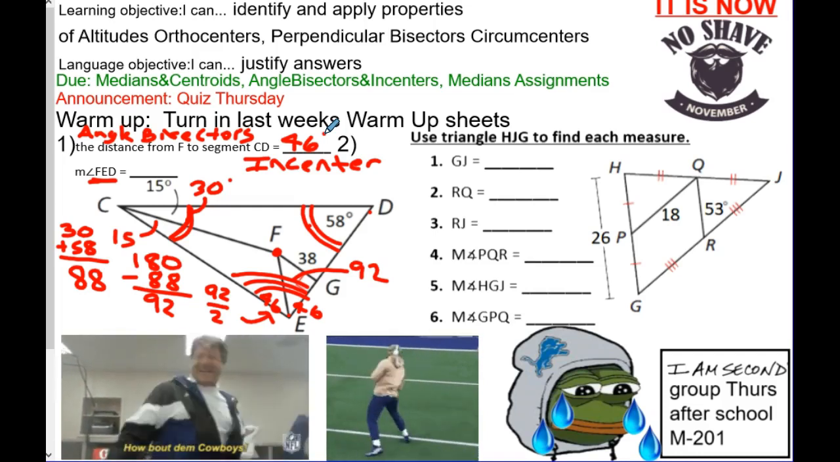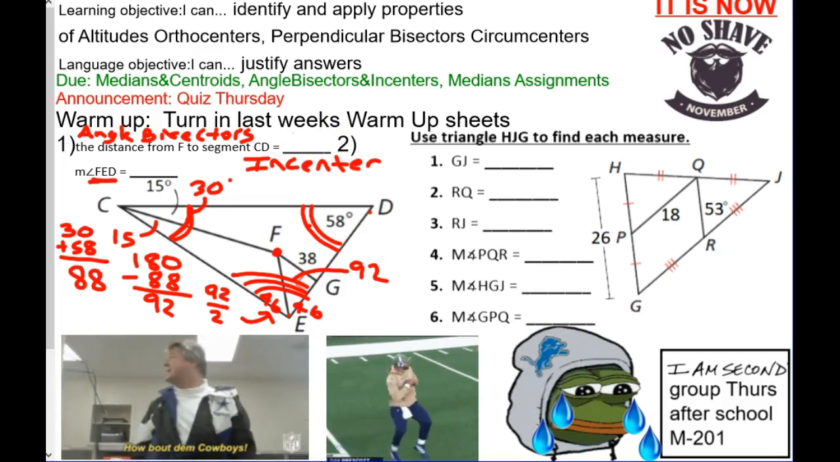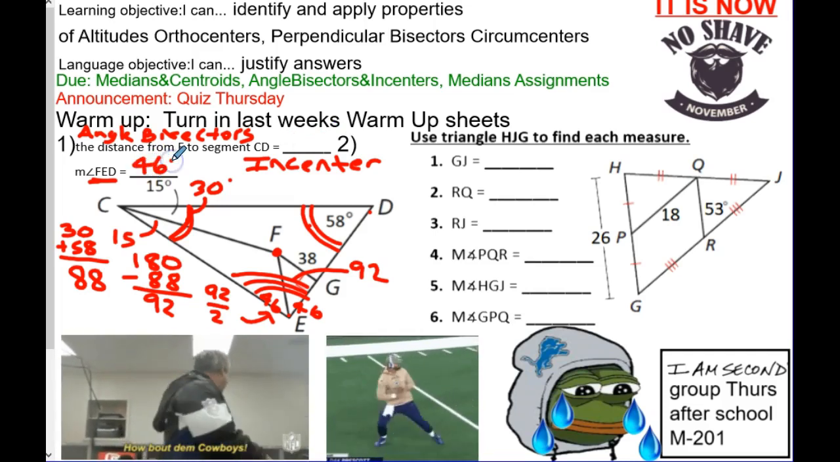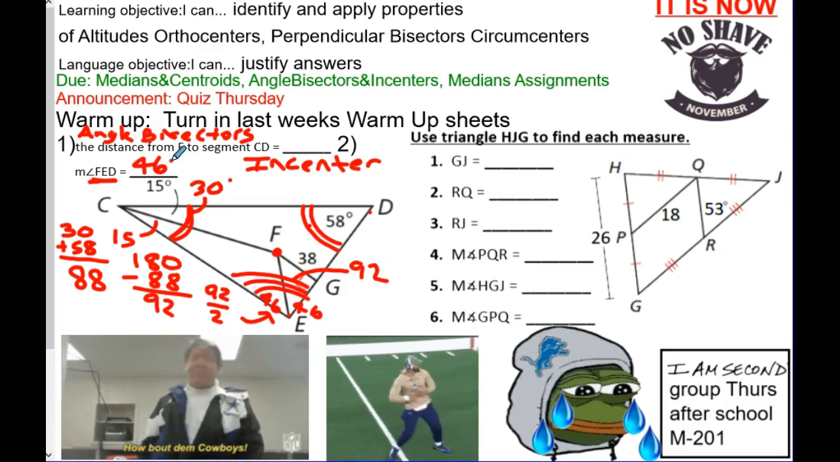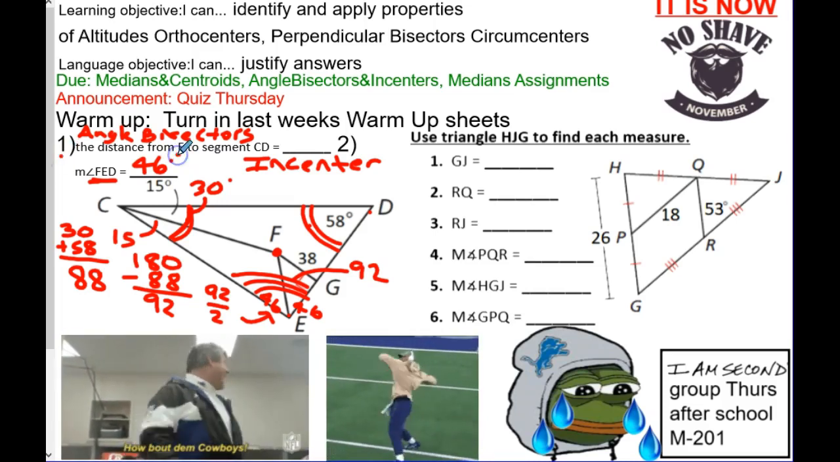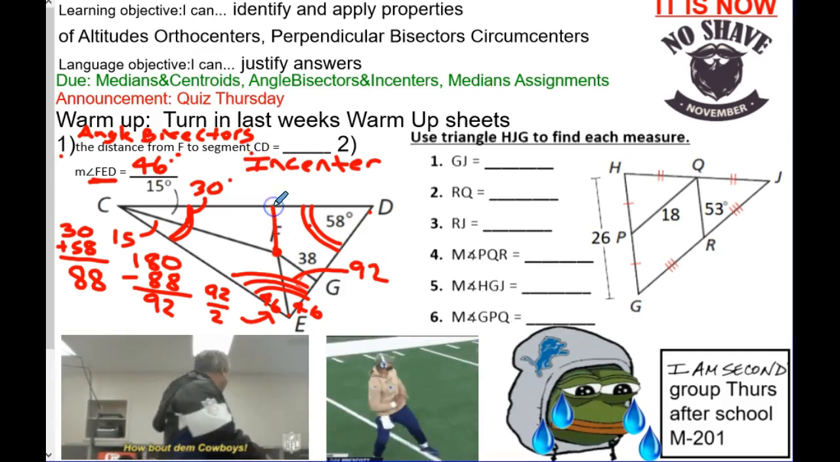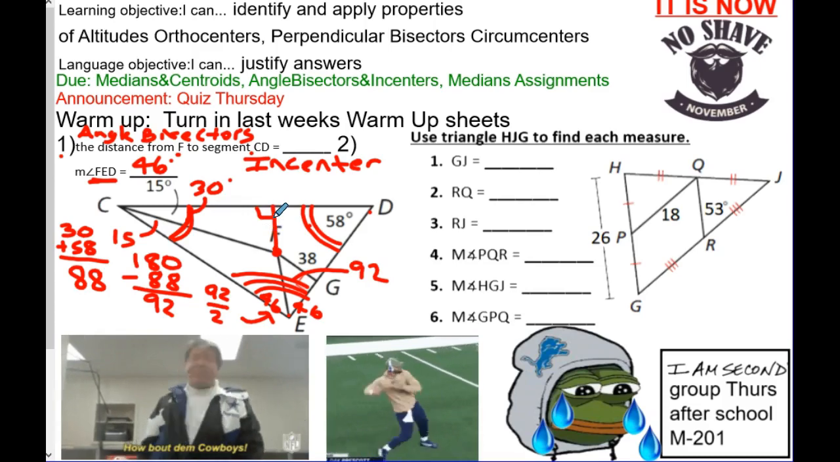Okay? Okay, here's the other thing you got to know. It asks us to find, oh wait, hold on. I put that in the wrong spot. 46 degrees goes here. Now, up here, they're looking for the segment from F to CD. So from here, straight over here. Now, I'm going to show you the notes from Friday.